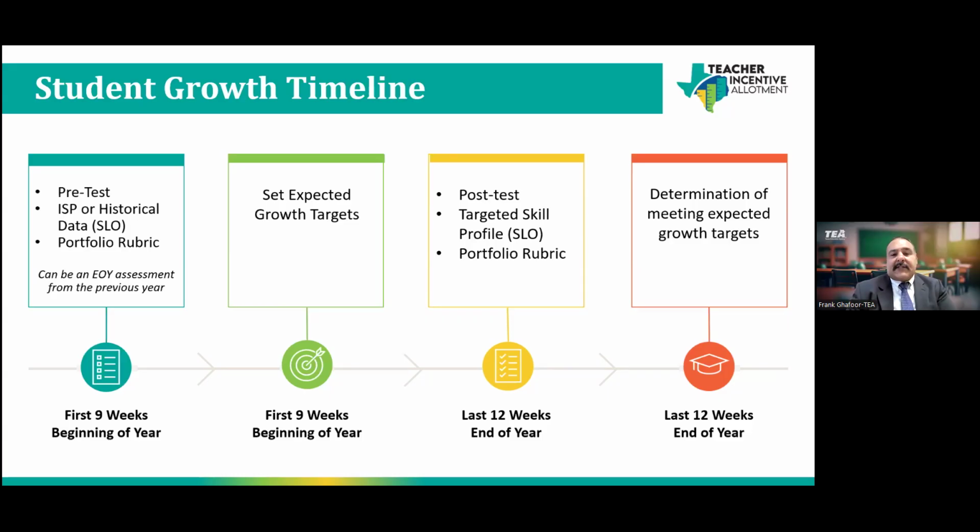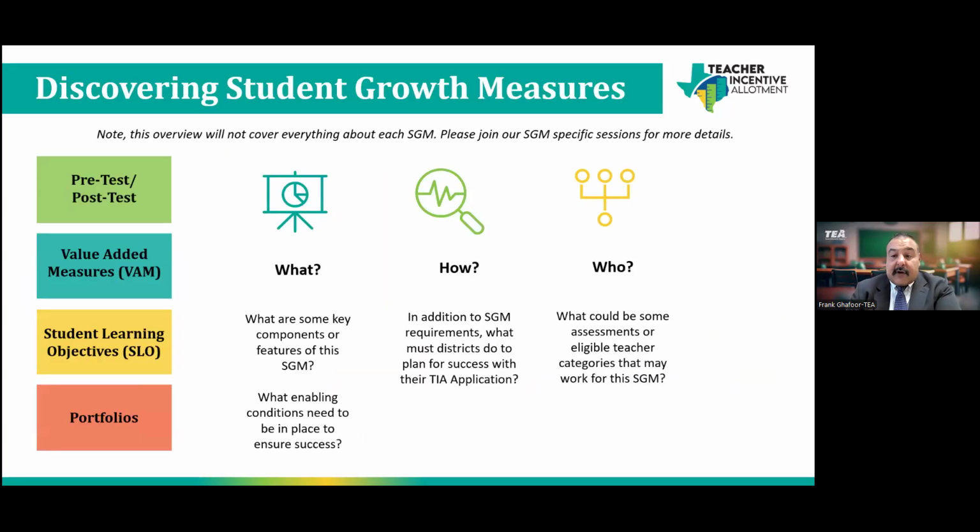Now, in the last 12 weeks of the school year, the students will take that post-test. If they are doing an SLO, they're going to be doing that targeted skill profile, or if they're doing a portfolio, you'll go ahead and score those students on the portfolio rubric. And then in that last 12 weeks, you're also making that determination of meeting expected growth.